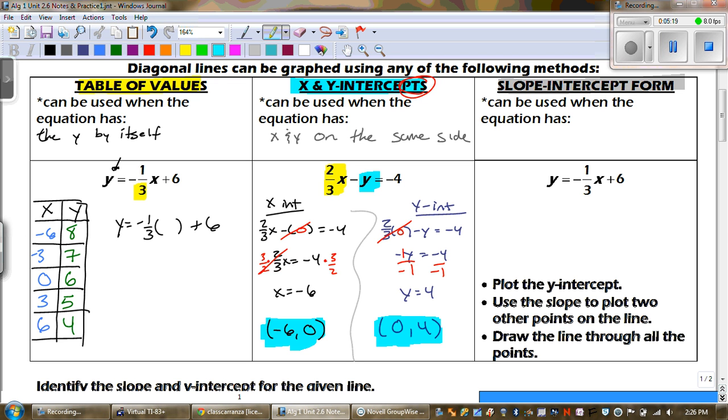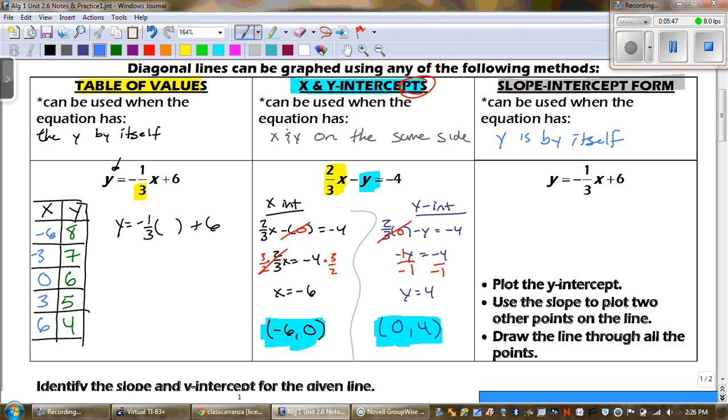Okay, and the last one, the slope-intercept form. You can use that when the y is by itself. You might be like, well, Mr. Grice, that's what the table of values does too. Yes. But you need to read the directions and know what they're asking you to do. Sometimes you might have to do both. It's just what the directions ask for.